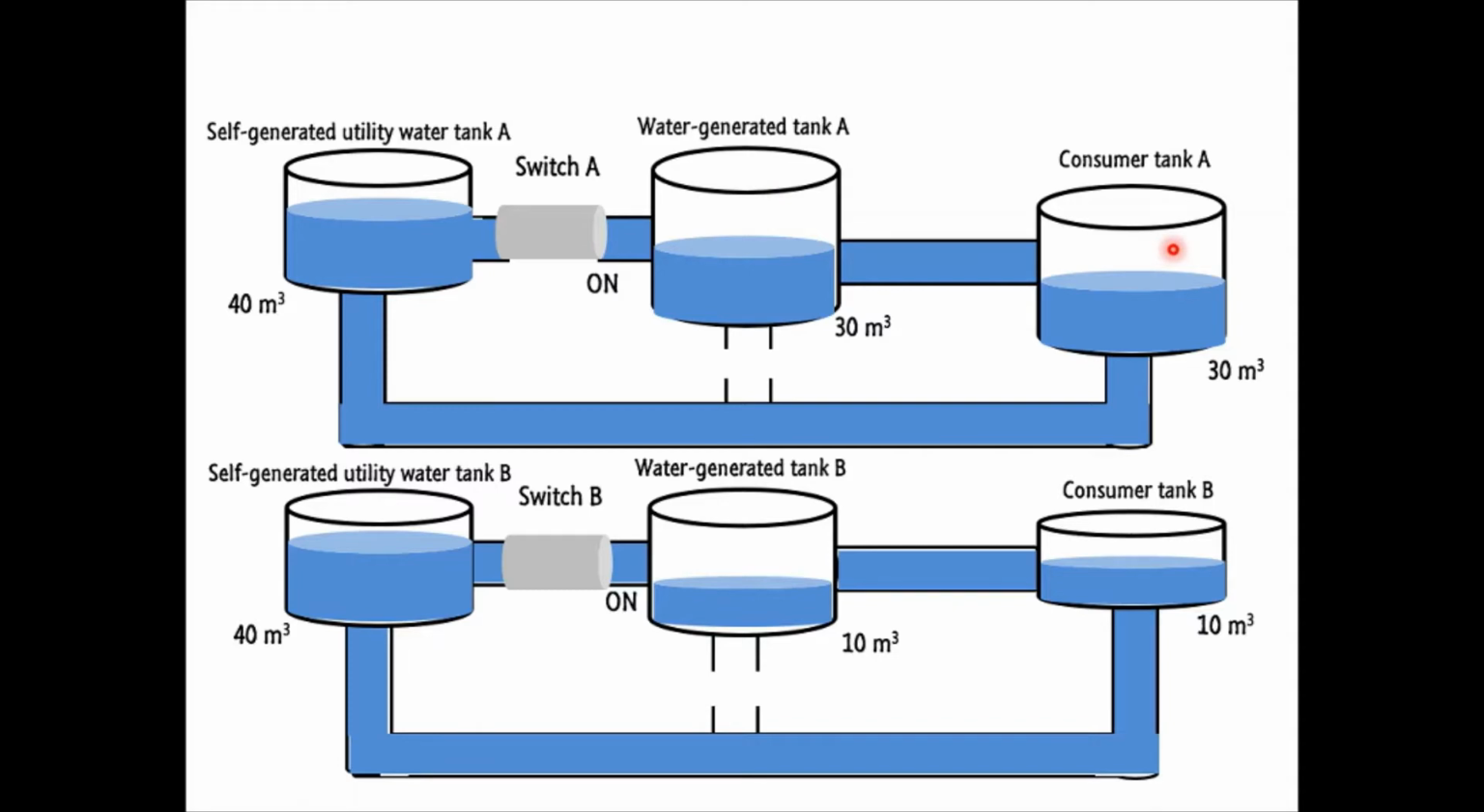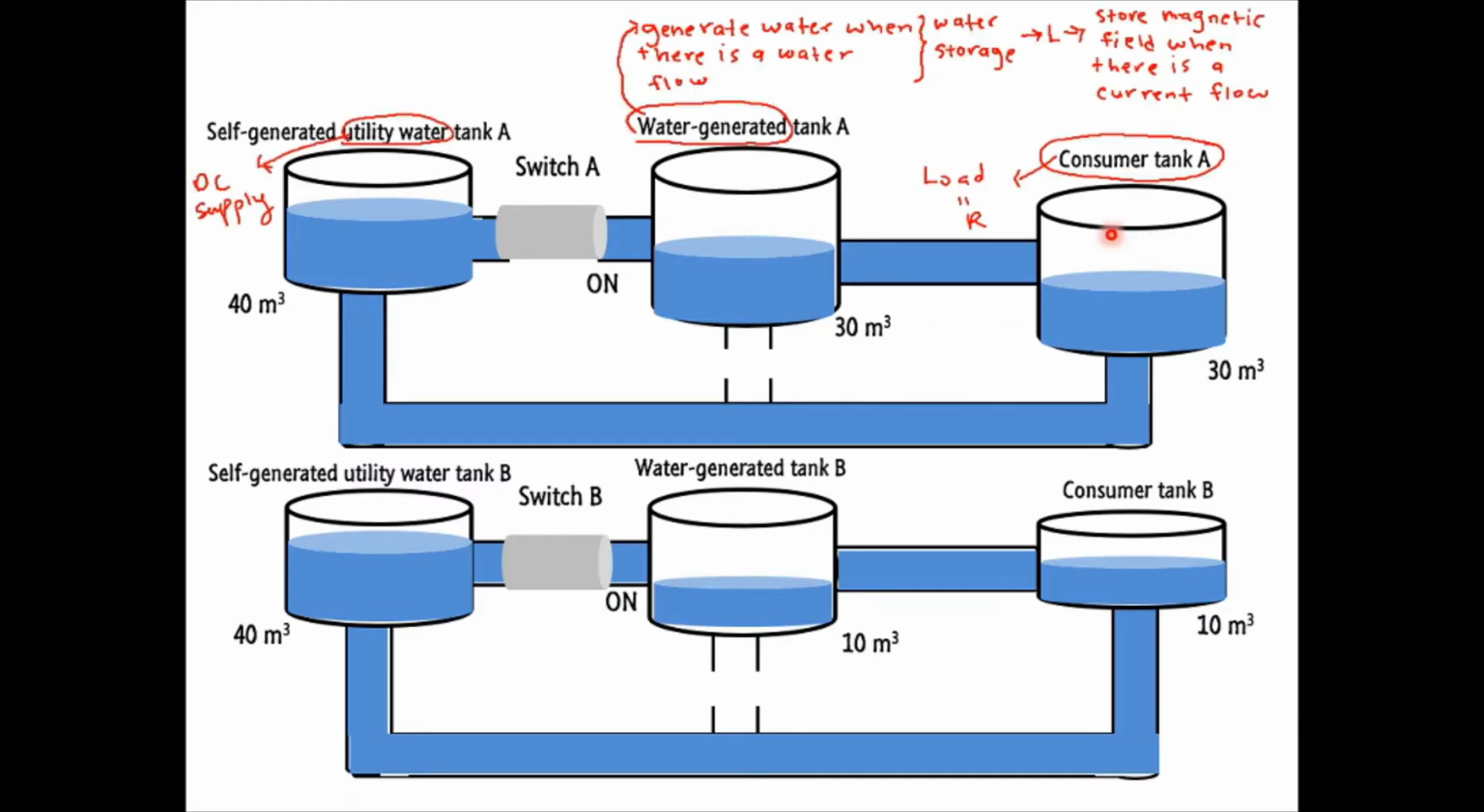Thus, similar to this condition, when the transistor in the DC converter is turned on, there is a continuous current flow between the DC supply, inductor, and resistor. In this condition, the inductor is energizing to store the magnetic field.